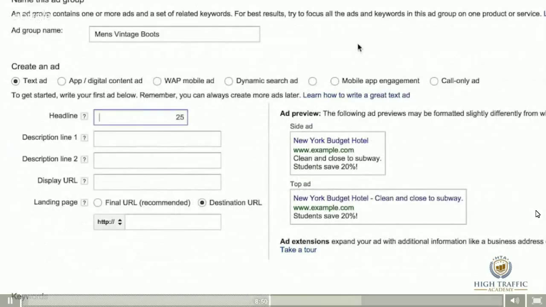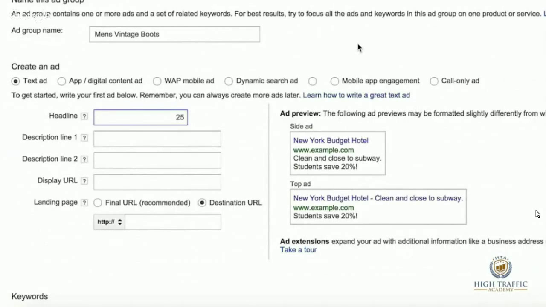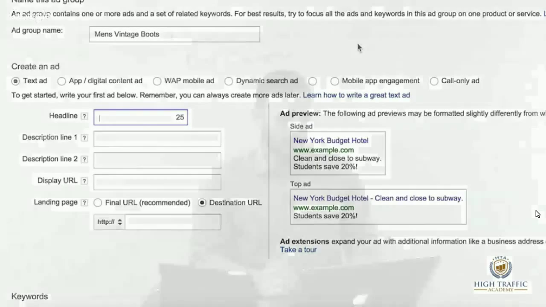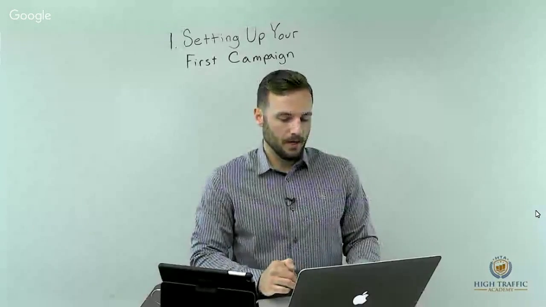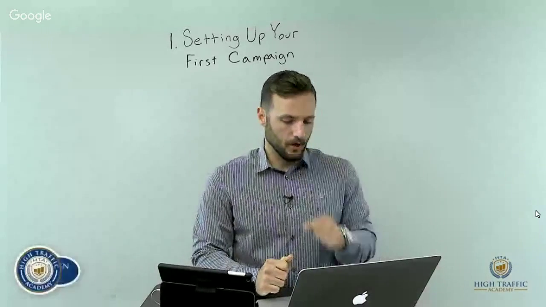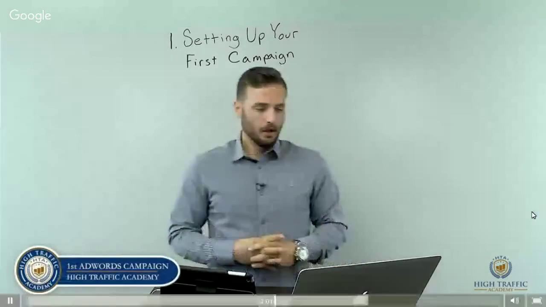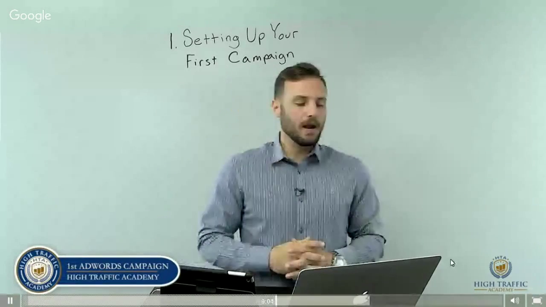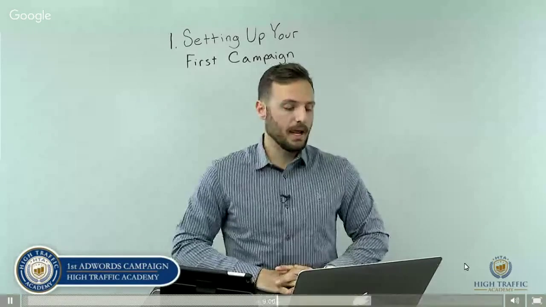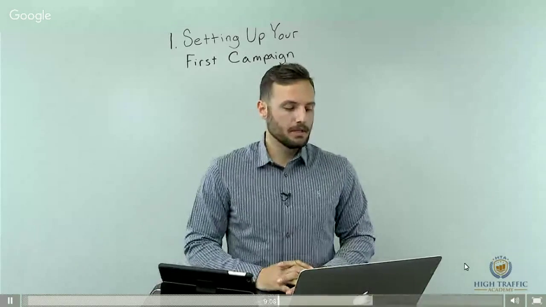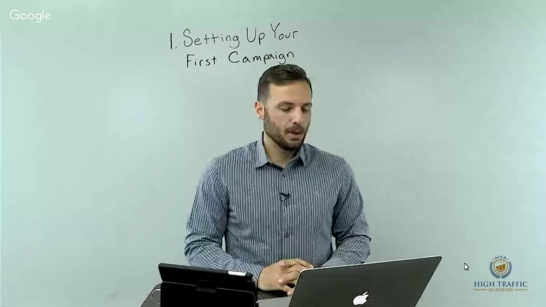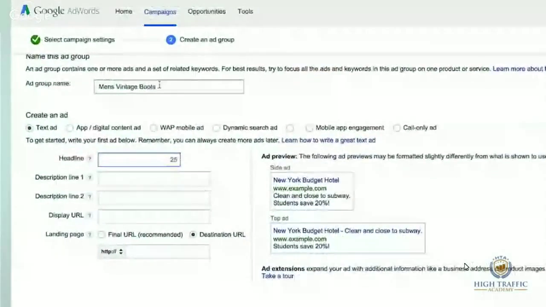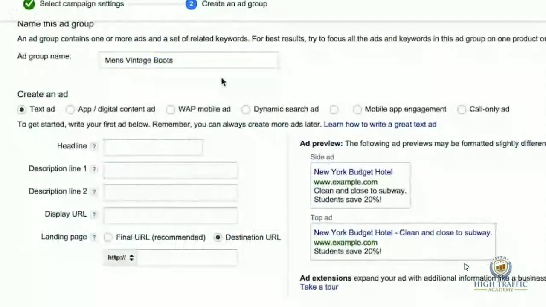And here we're going to create our headline. When you're writing ad copy, we'll go over more advanced ad copywriting in a later series, but for here, just some general rules. When you're writing ad copy, you want your ad copy, especially your headline, to be as closely related to the keyword that you're targeting as possible. So in this ad group, we're calling it men's vintage boots. So you guys will learn that because the ad group is named men's vintage boots, that will be the keyword that is in this ad group.